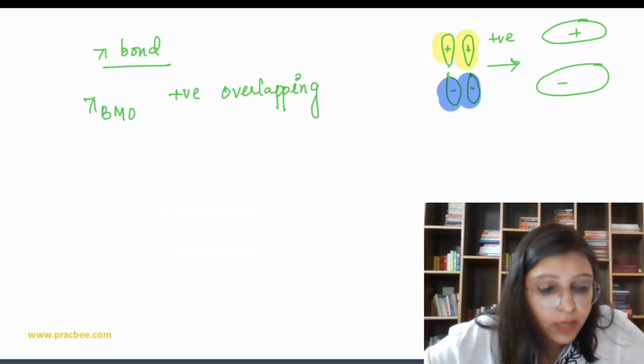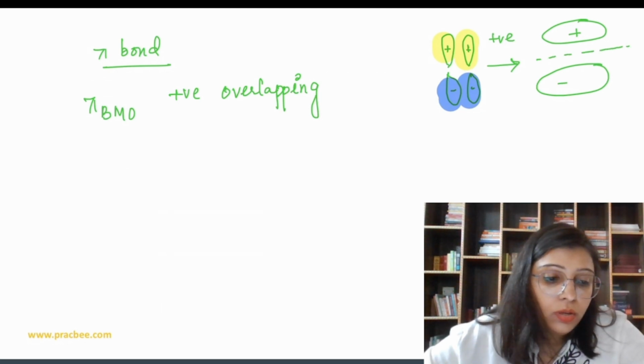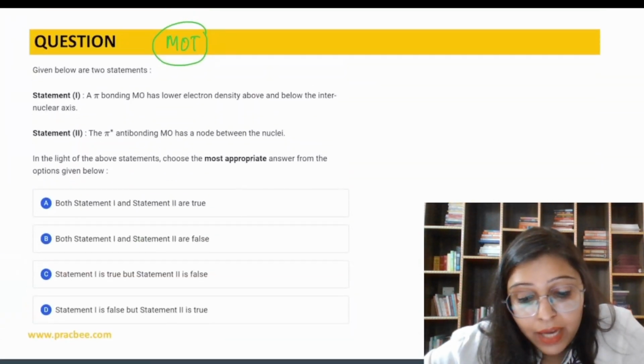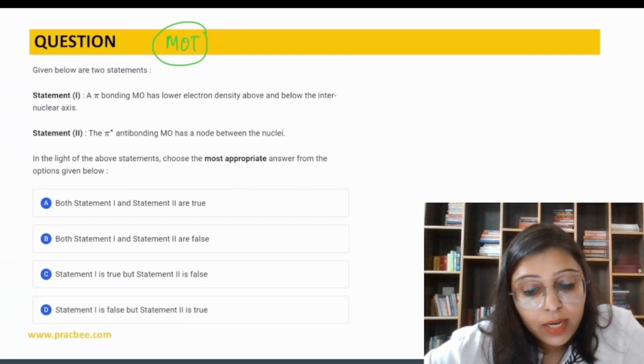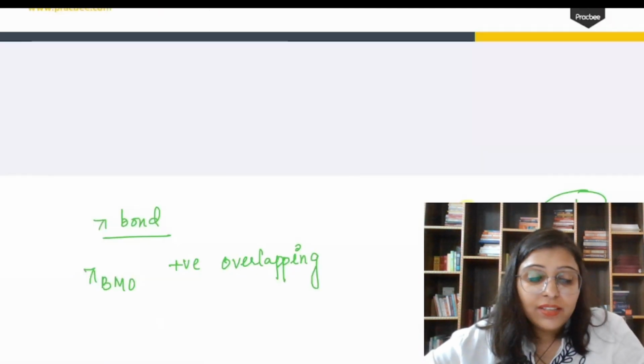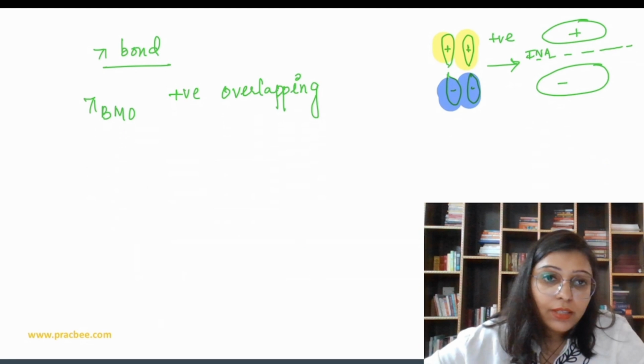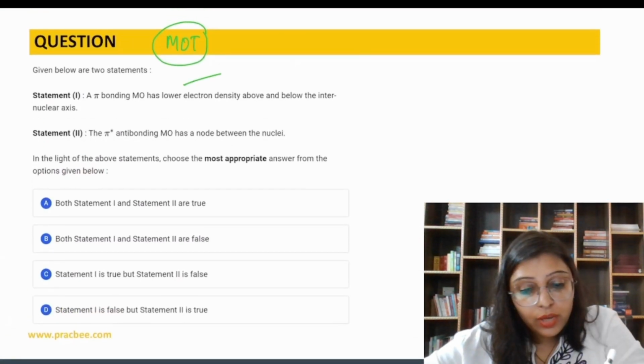Similarly, the negative lobe becomes bigger. So we have one node over here, right? It says a pi bonding molecular orbital has lower electron density above and below the internuclear axis. No, this is the internuclear axis. What is the internuclear axis? The axis along which the bond is going to form. So we have more electron density, not less. So here we should be having more electron density. So this statement is false.